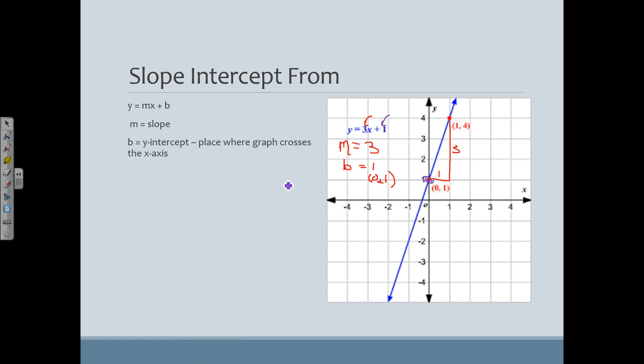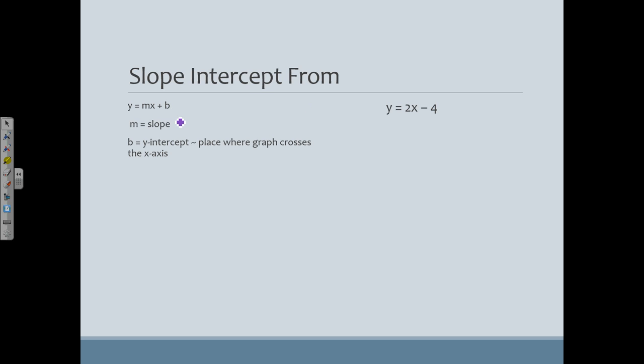Okay, so let's talk just a little bit more. Again, we have slope-intercept form y = mx + b. m represents the slope and b equals the y-intercept. So in this case here, I've got a slope of 2, or 2 over 1. Because this is subtraction, I've got a y-intercept of -4. So I have a slope of 2, or like I said, 2 over 1, and a y-intercept of -4, or the point (0, -4).